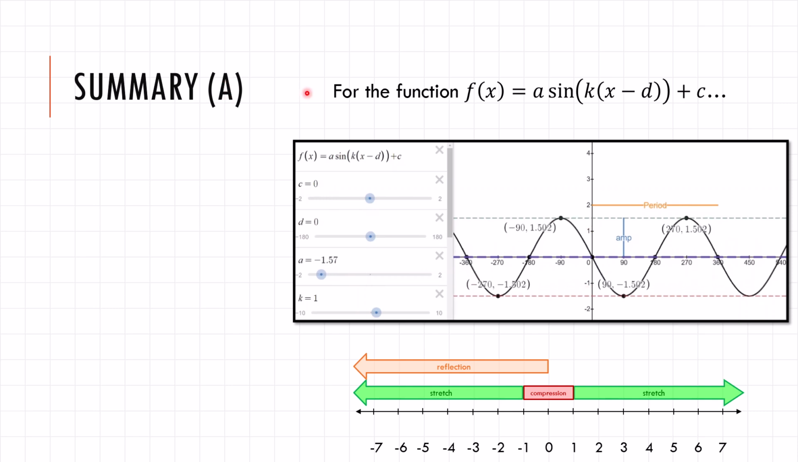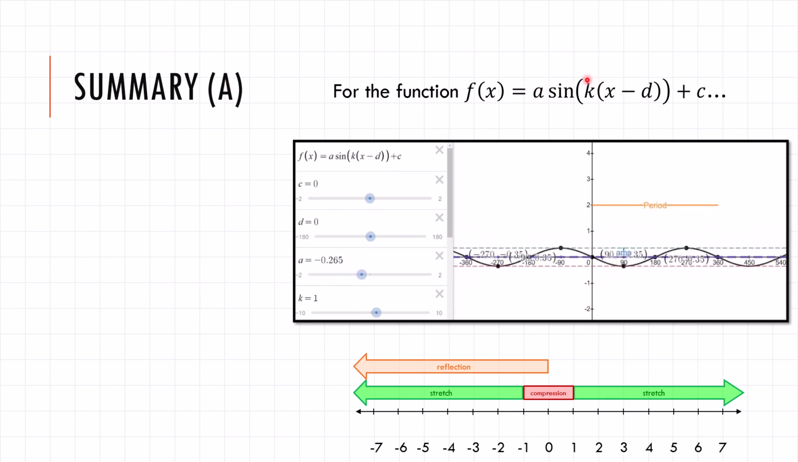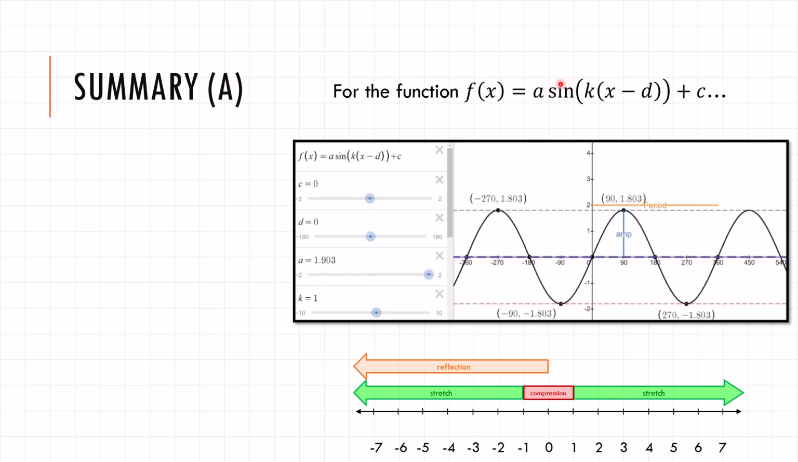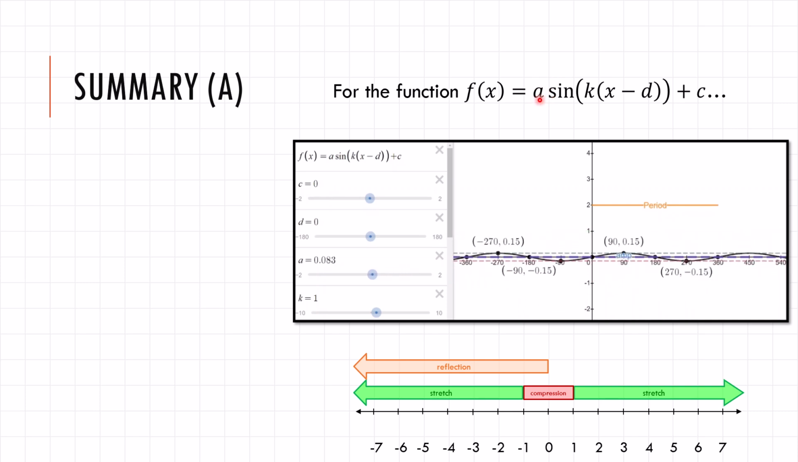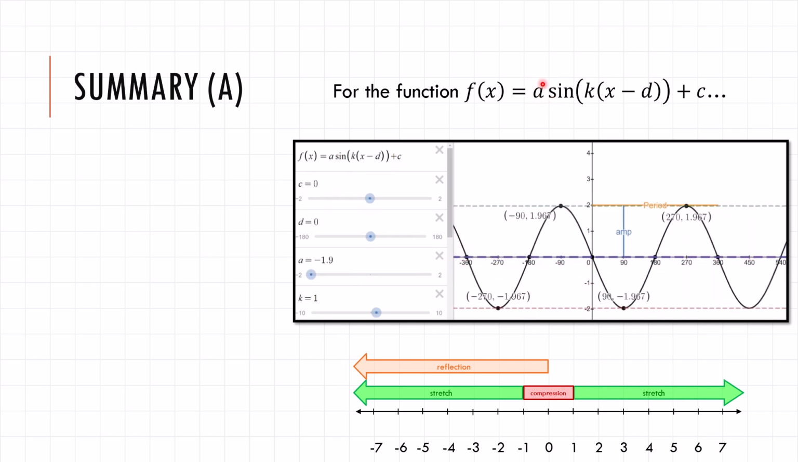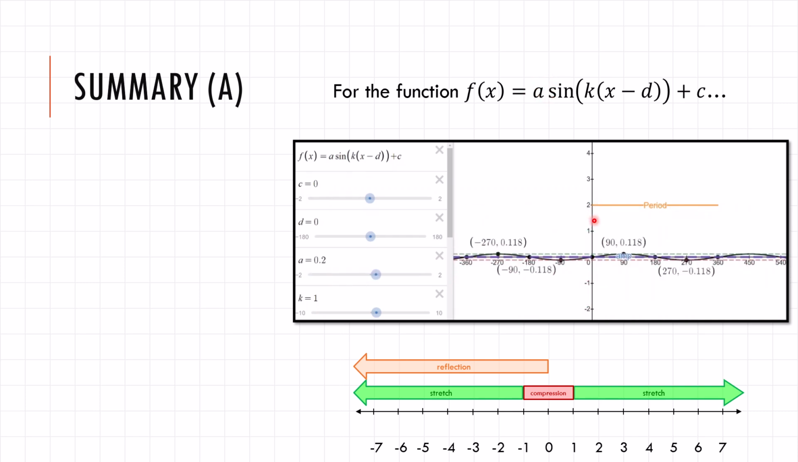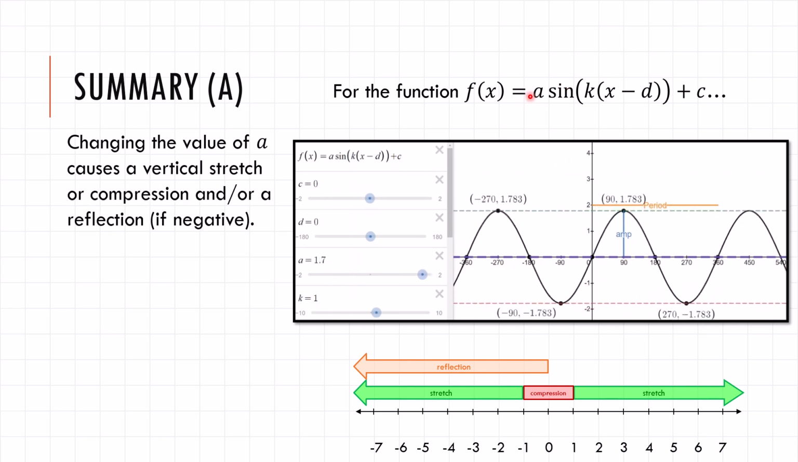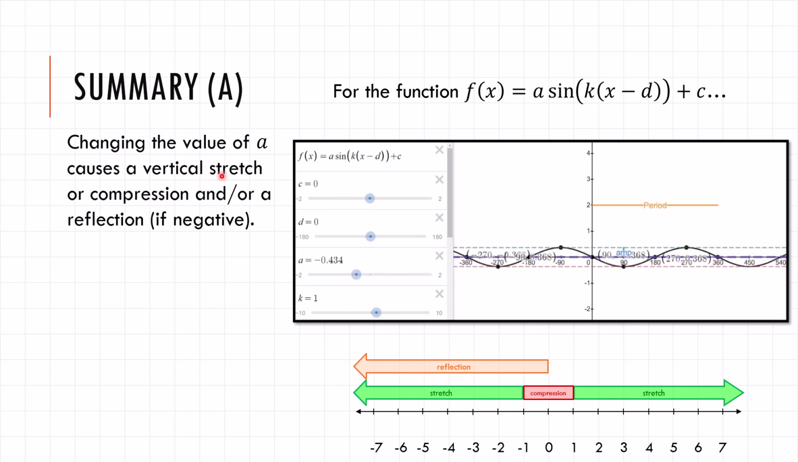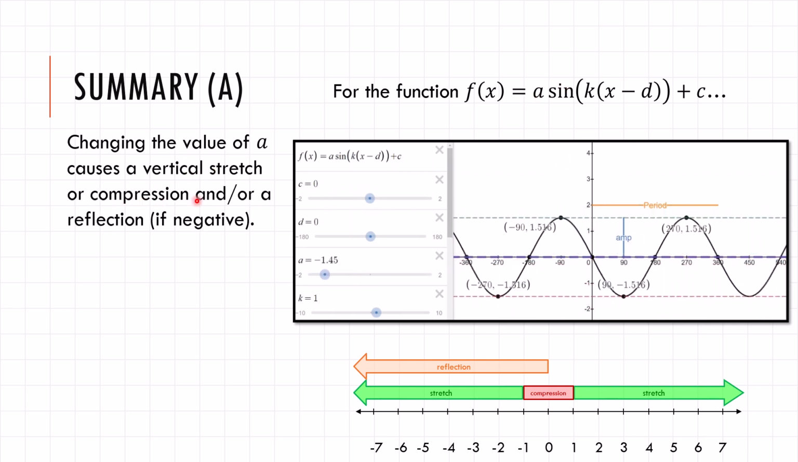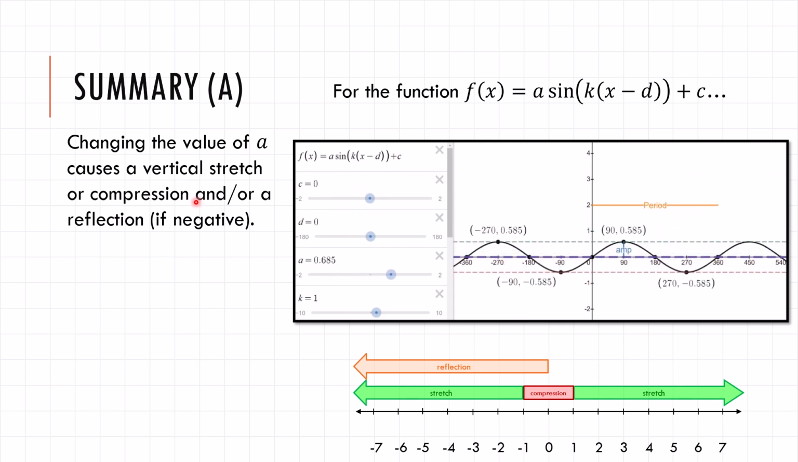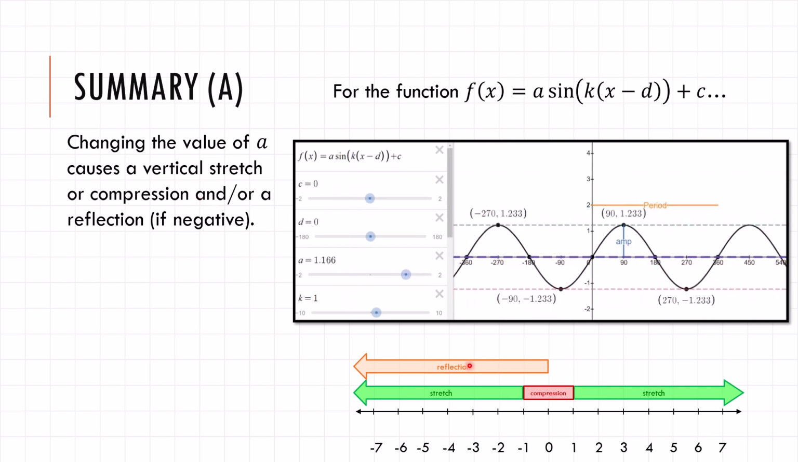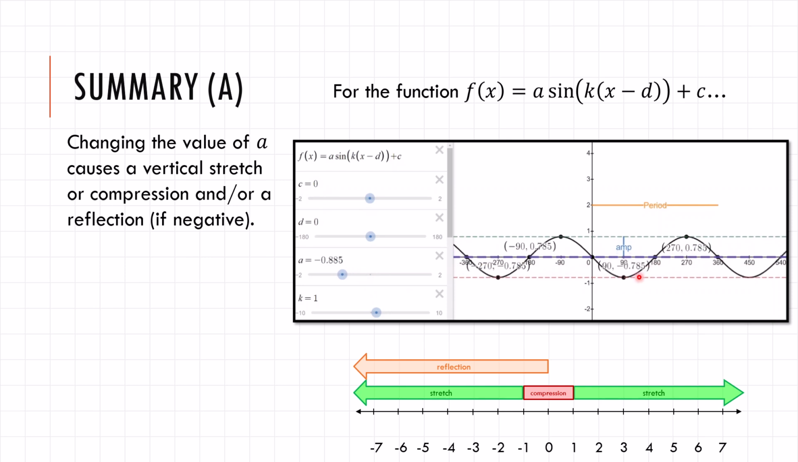The first thing is after we evaluate the function sine, by multiplying it by a number, we're going to call that number a. It usually starts at 1, but changing this value of a causes the function to become vertically stretched or compressed. And if we reduce it so much that it's negative, it even becomes reflected. So now it's upside down, just like we see here.